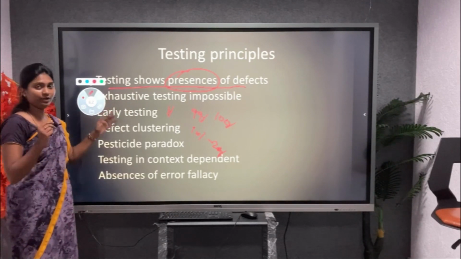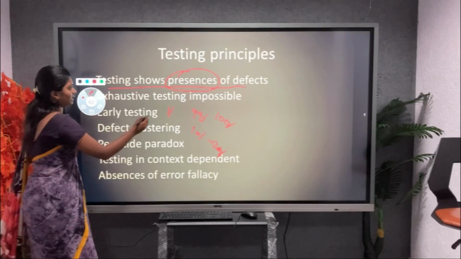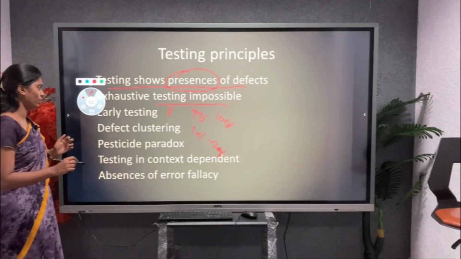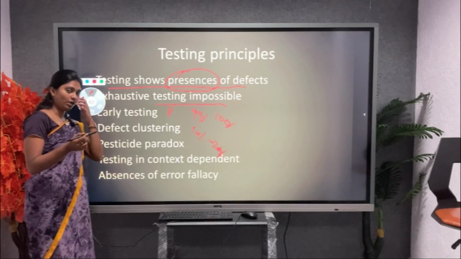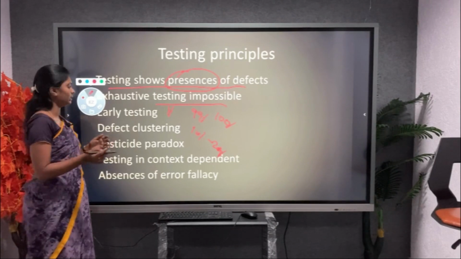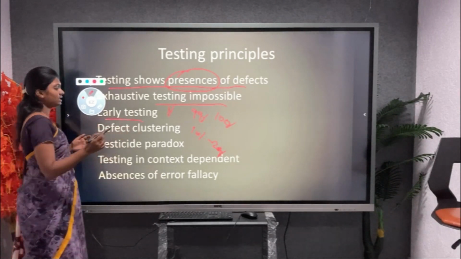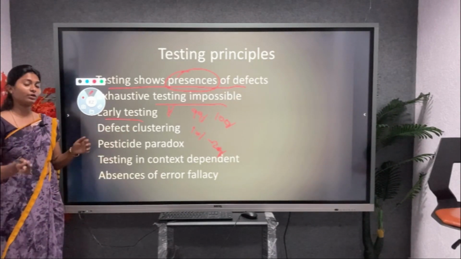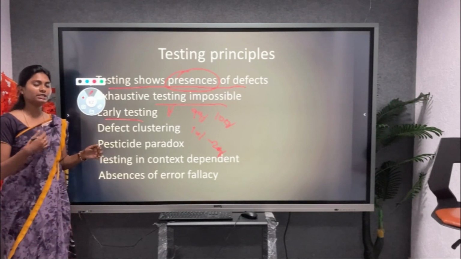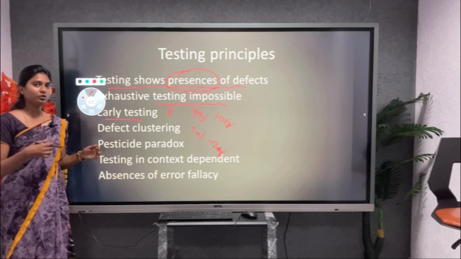Next, principle 2 is that exhaustive testing is impossible. It means we define the statements but cannot rectify everything. Coming to early testing, we start from the requirement analysis. We have to rectify each and every step, and we have to know each and every bug.